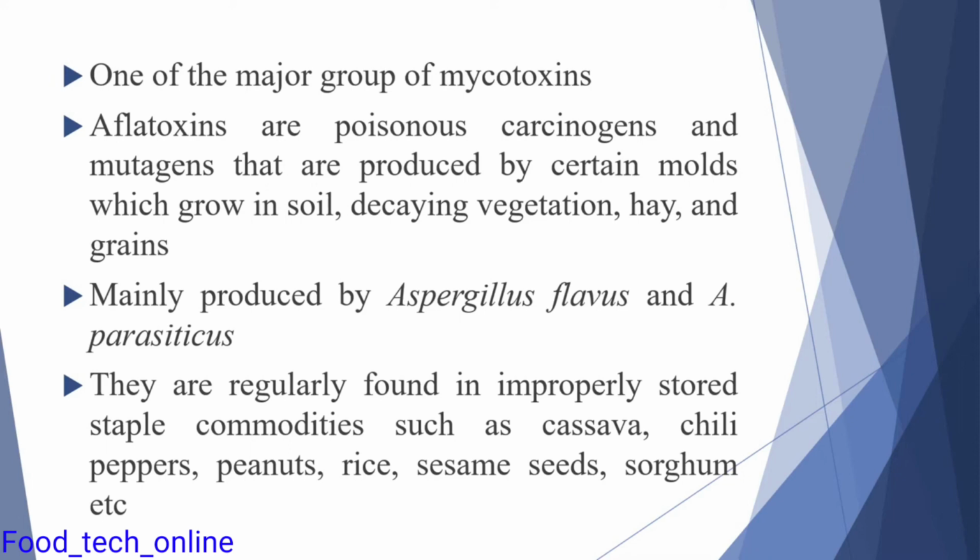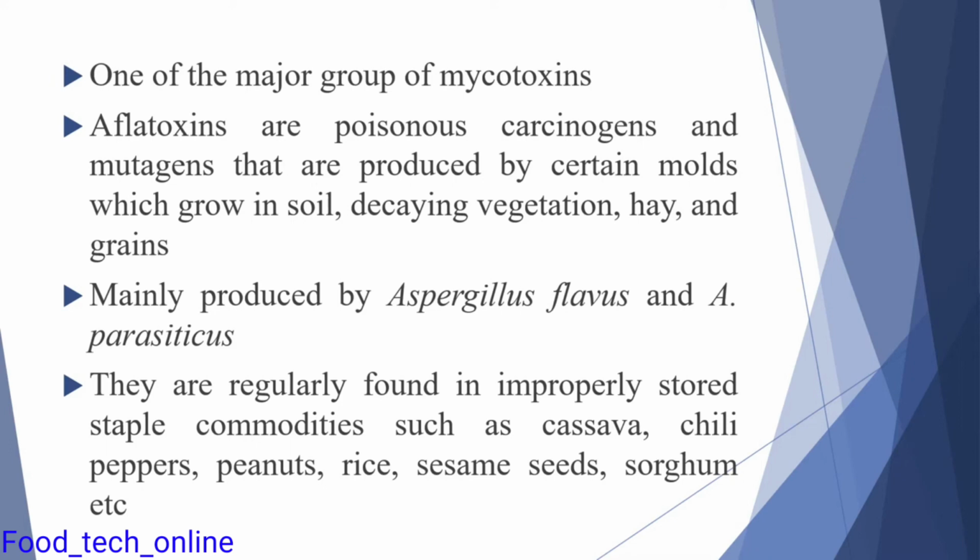So, aflatoxin is an example of mycotoxin. We know that mycotoxins are the toxins which are produced by the pathogenic fungal species. And one major example of the mycotoxin is the aflatoxin, which is produced by the Aspergillus species. And aflatoxins are poisonous carcinogenic compounds.